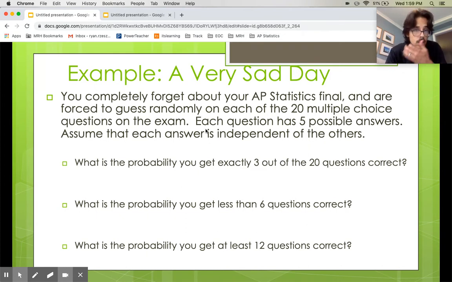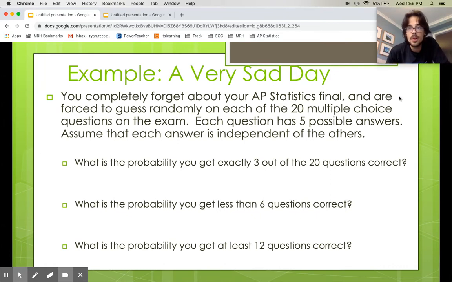They do say going in that you assume that one answer is independent of the others. So then they just start talking about probability. Nowhere on this slide does it say the word binomial. And like I said in the last lesson, if you see a probability question and you're like, I don't know how to do that, ask yourself if it's binomial. And frequently it actually is.